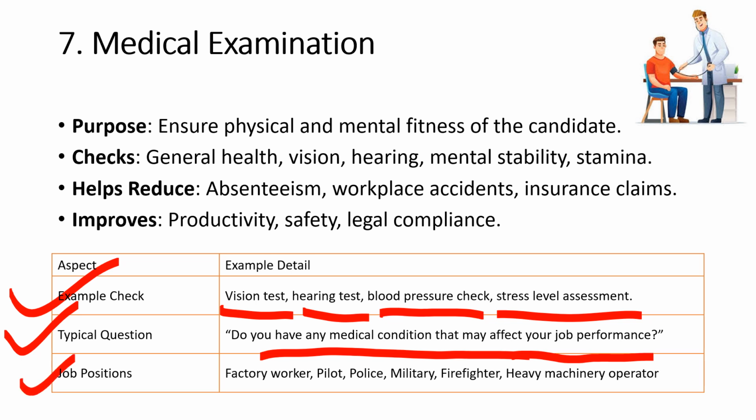For example, the factory workers, who are sometimes exposed to a hazardous environment. The pilot, always at risk. Police, who have to deal with the criminals and anti-social working hours like 24/7. Then military, yes, again, no holidays. Then firefighter and heavy machinery operator. So these are some of the professions where you have to conduct some kind of medical examination for the right hiring.